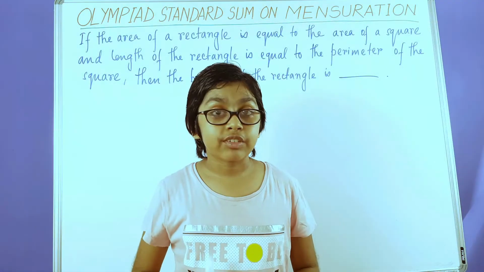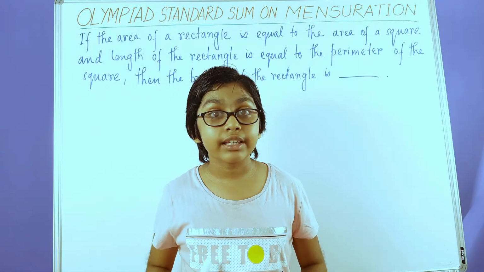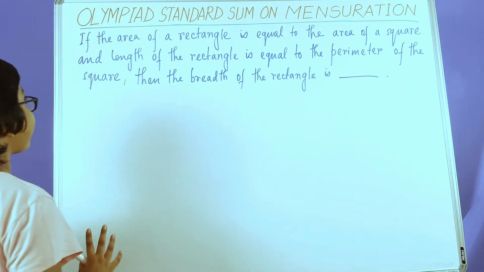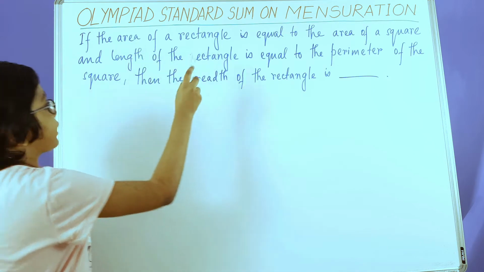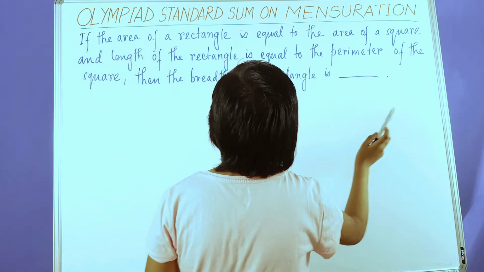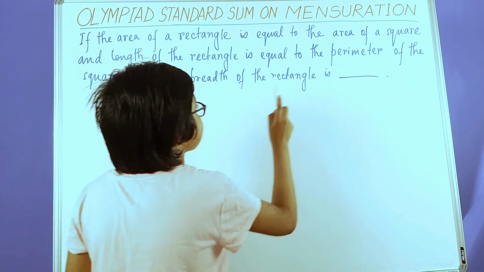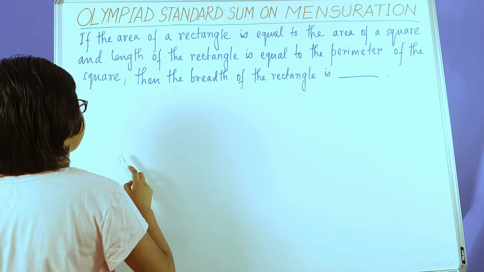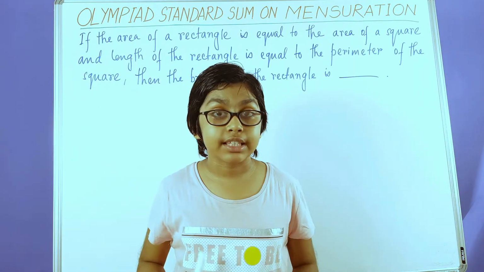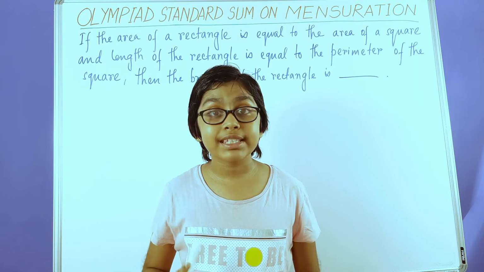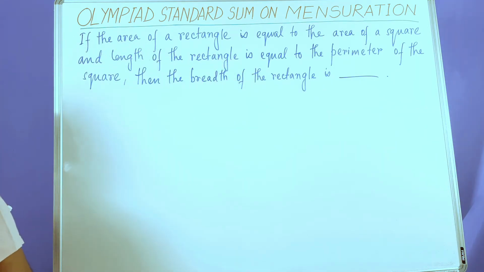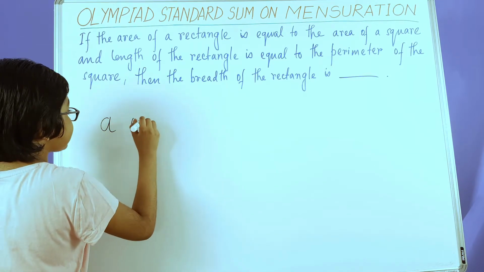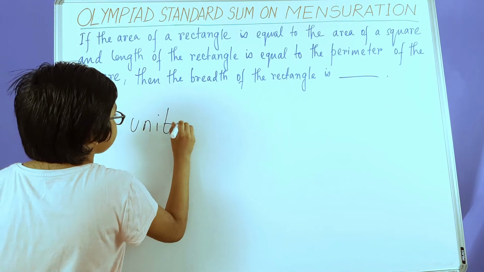Before anything, first let's understand this question really calmly. There are two pieces of information given here. First, that the area of the rectangle is equal to area of the square, and the length of the rectangle is equal to perimeter of the square. Everything is dependent on the square, and so we consider one side of the square to be A units. A units is one side.